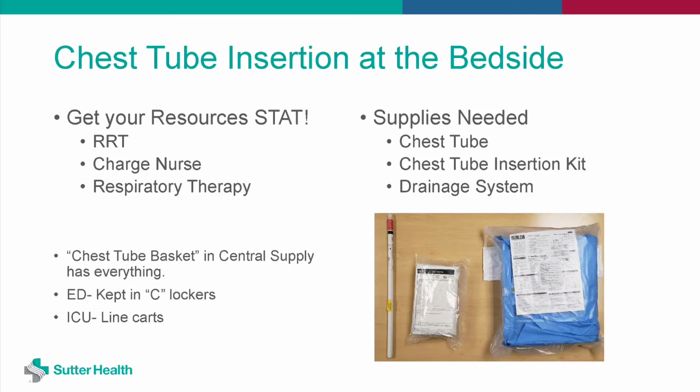What if the patient needs a chest tube inserted at the bedside? Get your resources stat. Call RRT, your charge nurse, and respiratory therapy. The supplies needed are the chest tube insertion kit and the drainage system. All of these are kept together in what's known as the chest tube basket in central supply. It has everything you need. In the ED, these are kept in the C lockers, and in the ICU, the line carts.